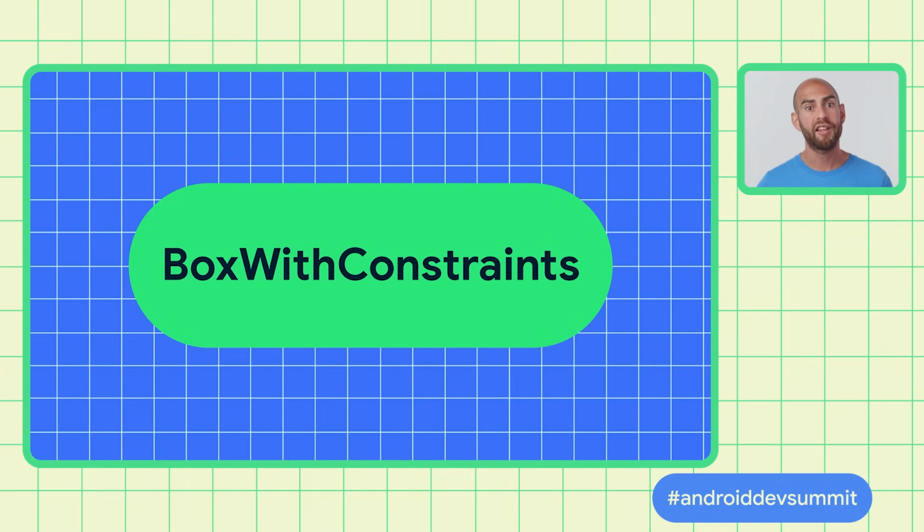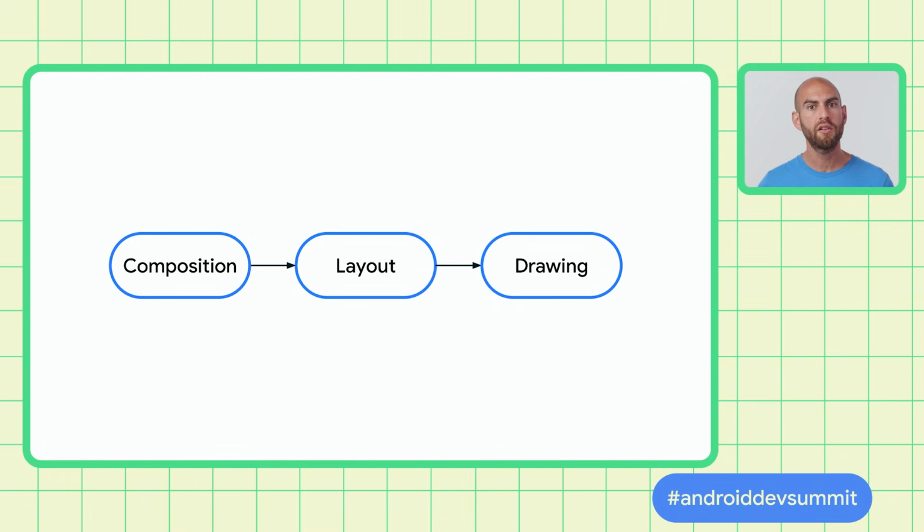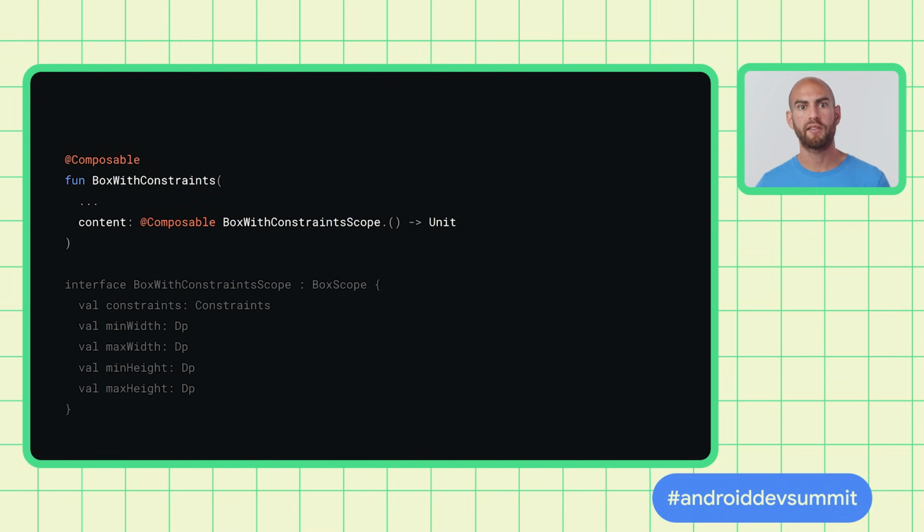An interesting and powerful provided layout is box with constraints. In composition, we can conditionally choose what to display using logic and control flow, but sometimes you might want to make decisions based on how much space is available, for example, choosing a different representation on larger screens. Returning to the 3 stages of Compose, sizing information isn't available until the layout phase. That is, it isn't generally available at composition time to use to make decisions about what to show. That's where box with constraints comes in.